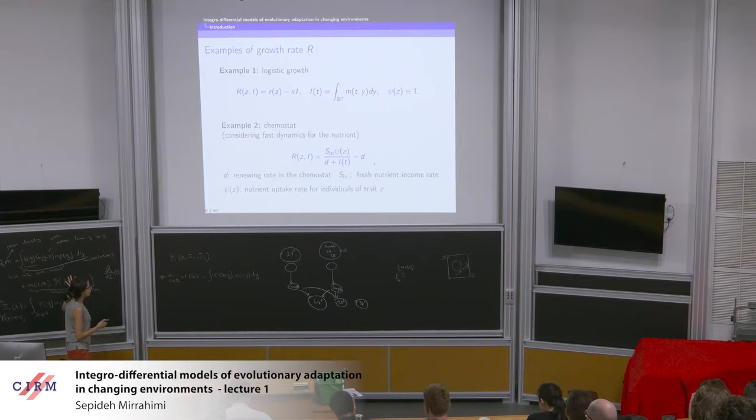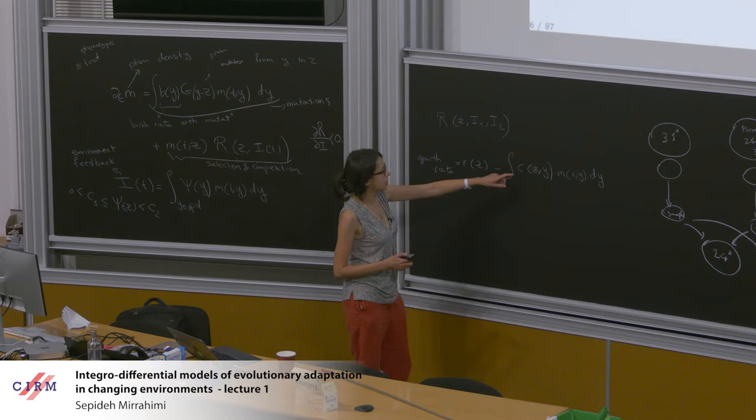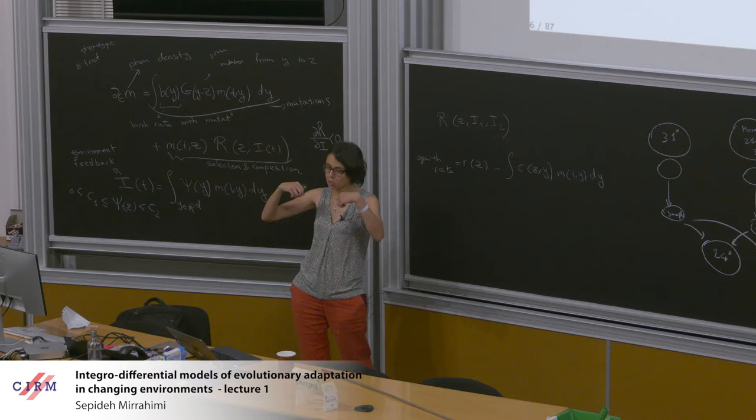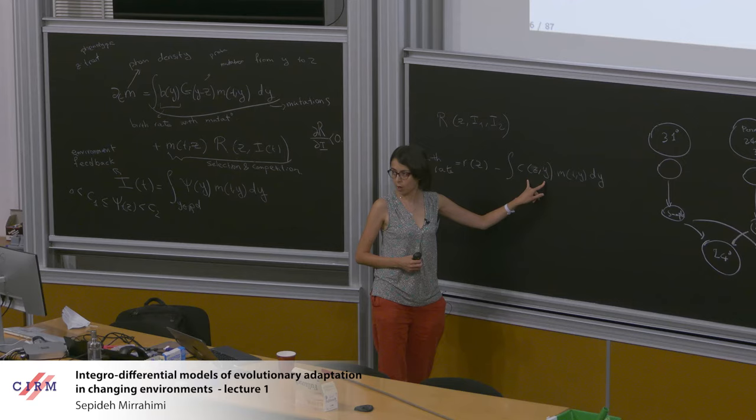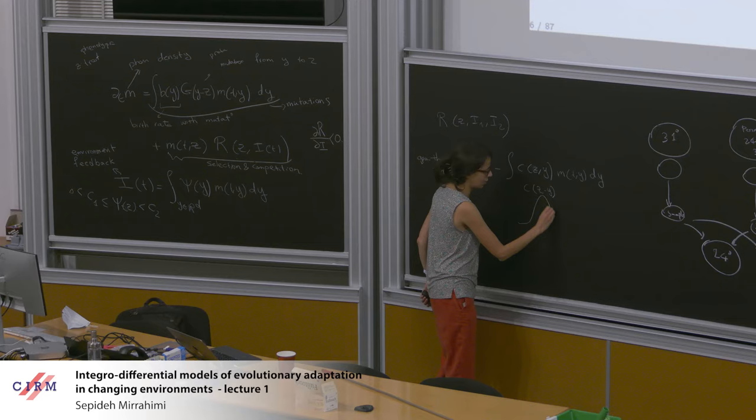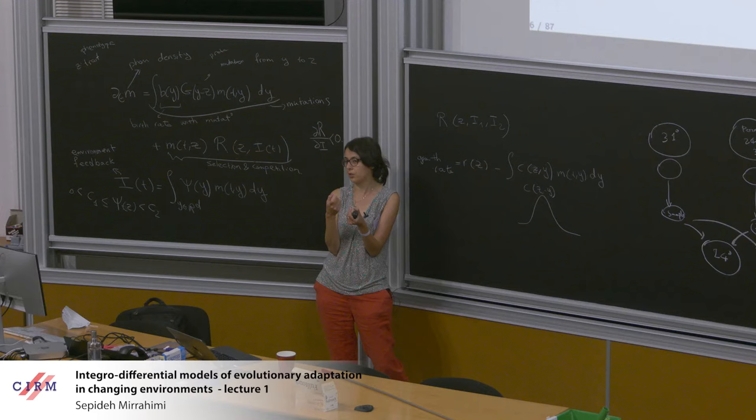And we would have R of Z minus this convolution term C of Z, Y, M of t of Y, which means that the trait Z and the trait Y are in competition with each other. And this competition is proportional to C of Z and Y, okay? And we could, for instance, take this as C of Z minus Y and take it, for instance, as a Gaussian to say that the closer traits have more competition with each other.